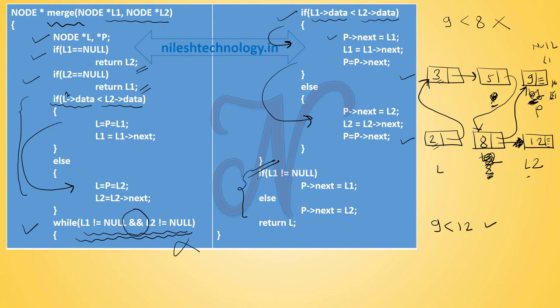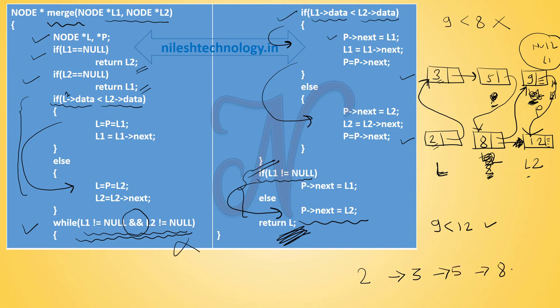See here, if L1 is not equal to null, but my L1 has the value null, so it is going to else. So P of next is equal to L2, so this is your P. P of next is connected to L2 and here we return L. So see here this is your L. Starting from L, my first value is 2 connected to 3, then 3 is linked to 5, linked to 8, linked to 9 and linked to 12. So this is your answer. Like this way we merge the two linked lists.